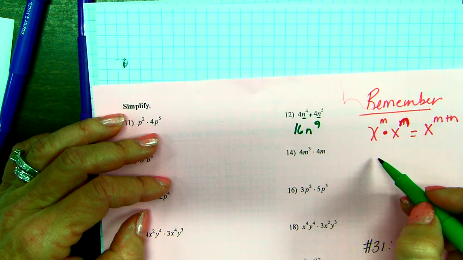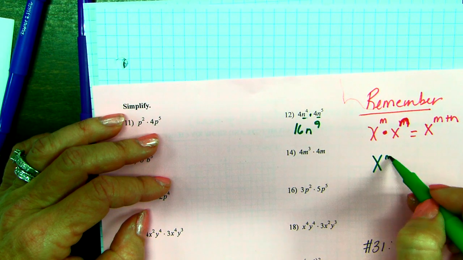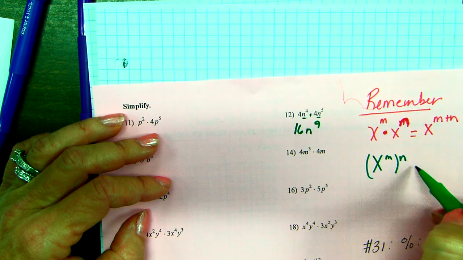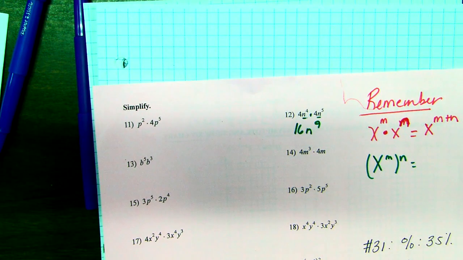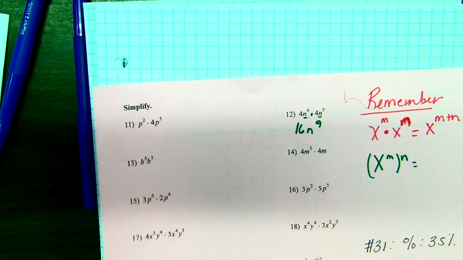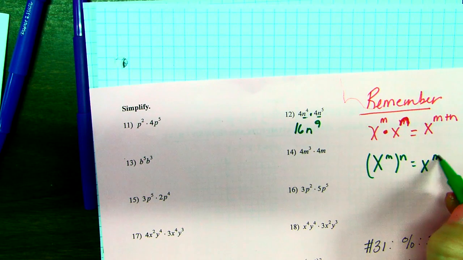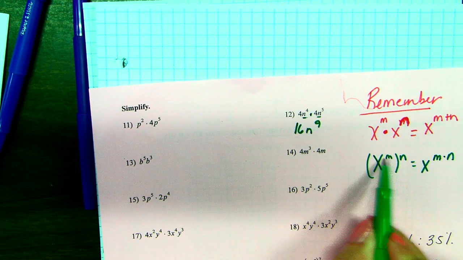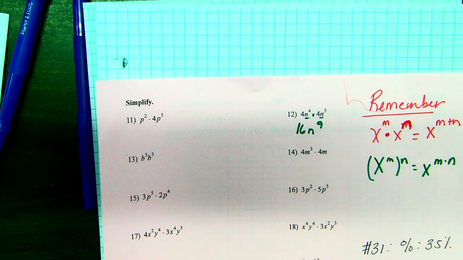Okay? There's another one we learned. Power to a power. You guys already know this. You did this on the other page. When you had a power and there was already a power, what did you do? You multiplied. Same idea. 1 base, 2 powers, we multiply. Let's do one of those.